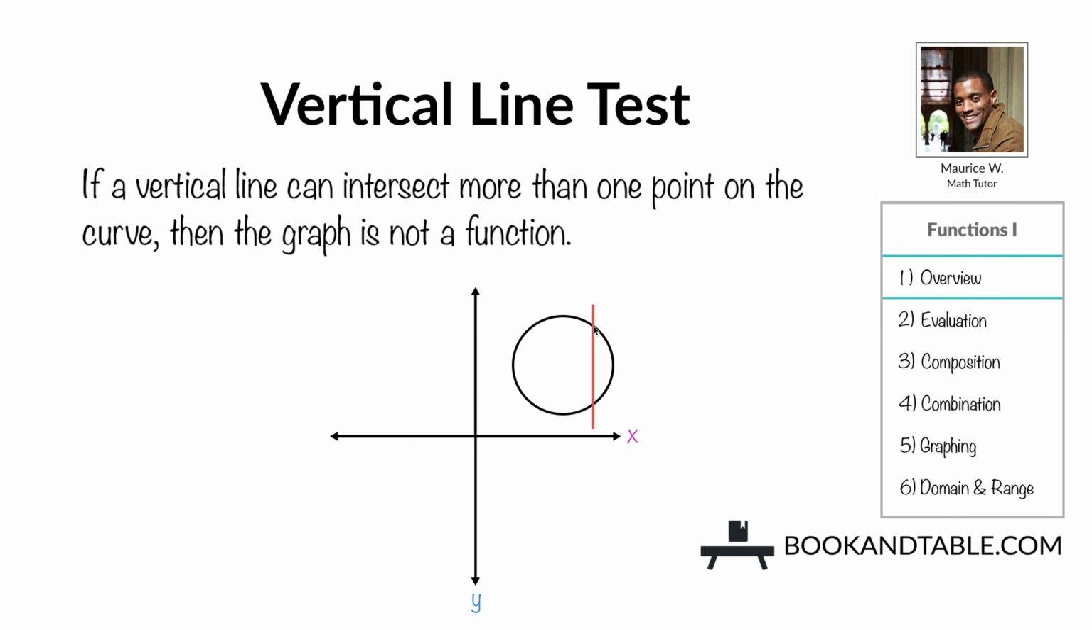So we notice that a vertical line can be used to help us figure out if a curve represents a function or not. If a vertical line can intersect more than one point on the curve, then the graph is not a function. Very important. We'll be utilizing this throughout the entirety of this chapter.